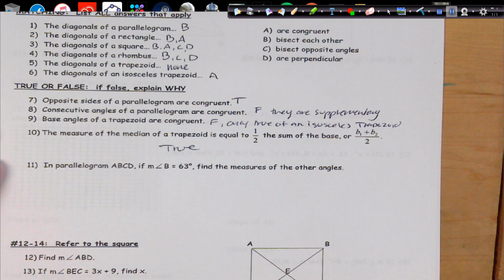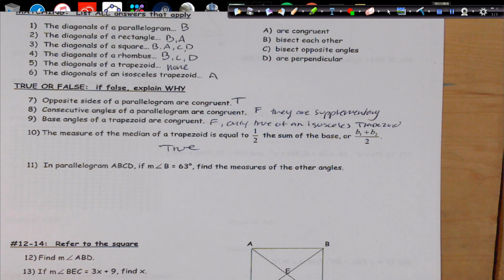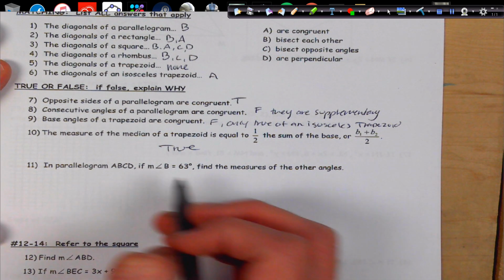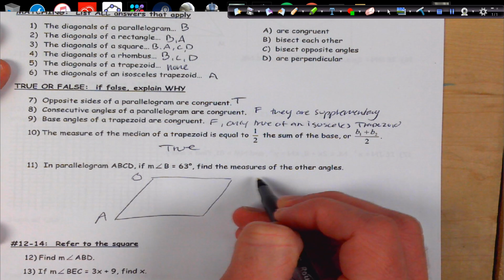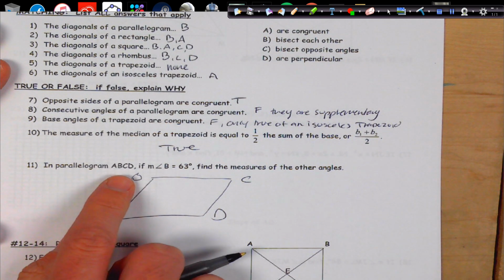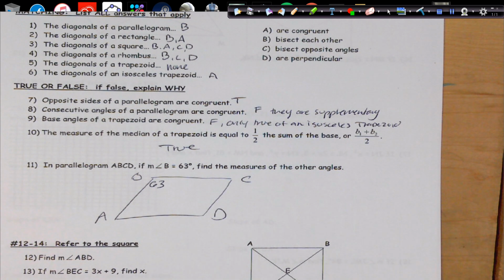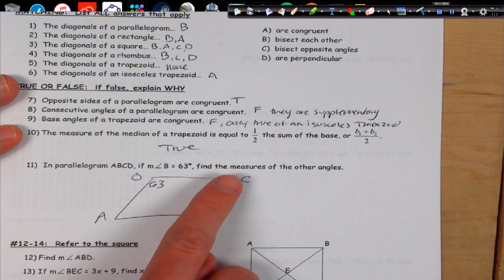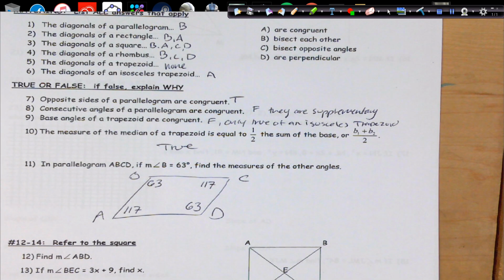Okay. Number 11, B equals 63. Sorry about that. I got some updates quick. So 63, we're going to go ahead and find the measure of the other angle. Go ahead and draw a parallelogram. I just label it in clockwise, but as long as you start one place and just keep going. So 63 is right here. Remember, opposite angles are congruent, so this would also be 63. And then consecutive angles add to 180, so that would be 117 would give us consecutive angles that add to 180.